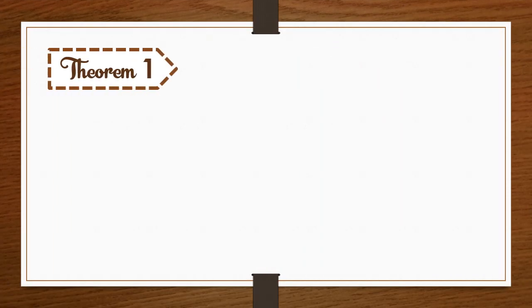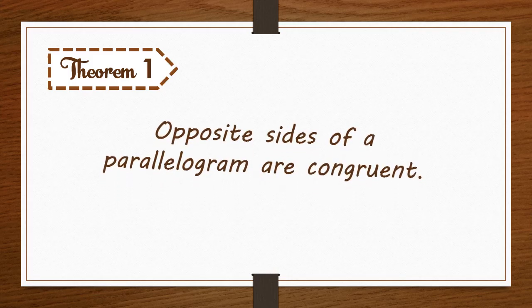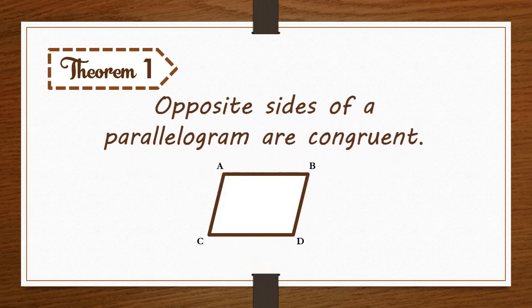First property states that opposite sides of a parallelogram are congruent. For example, in the illustration, you can see parallelogram ABCD. Since theorem 1 states that opposite sides of a parallelogram are congruent, if we have segment CA equal to 5, then by theorem 1, segment BD is also equal to 5 since the two segments are opposite.